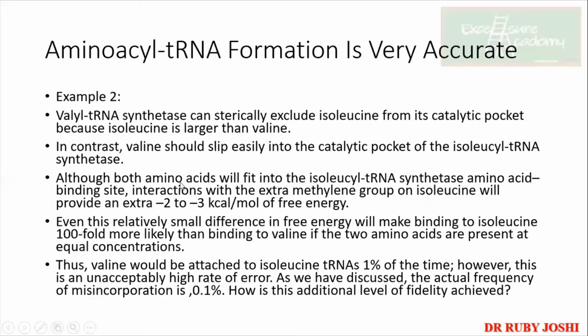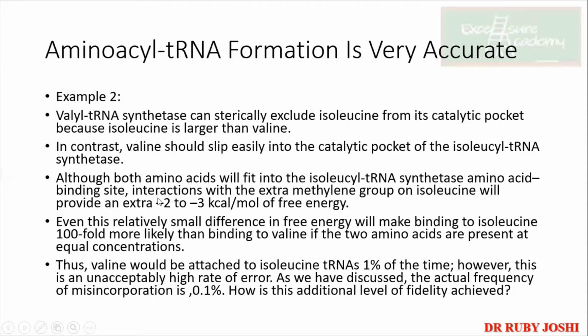Okay, so this is another example of what we discussed. So we'll just read once. For example, example 2. Earlier we took tyrosine and phenylalanine, now we take valine and isoleucine. So valyl tRNA synthetase can sterically exclude isoleucine from its catalytic pocket. Why? Because of that additional methyl group present. So it is larger in size as compared to valine. Okay. And in contrast, valine should slip easily into the catalytic pocket of the isoleucyl tRNA synthetase.